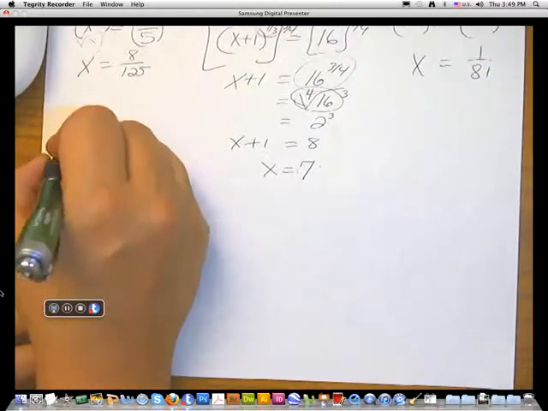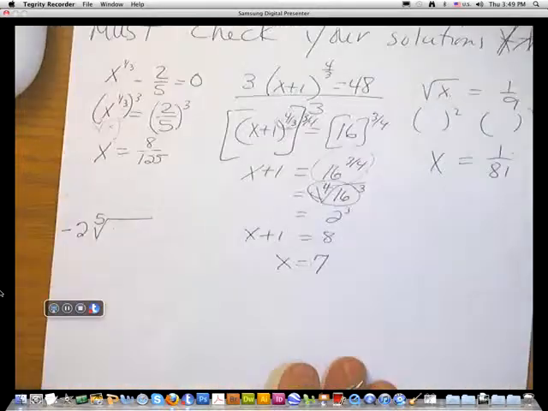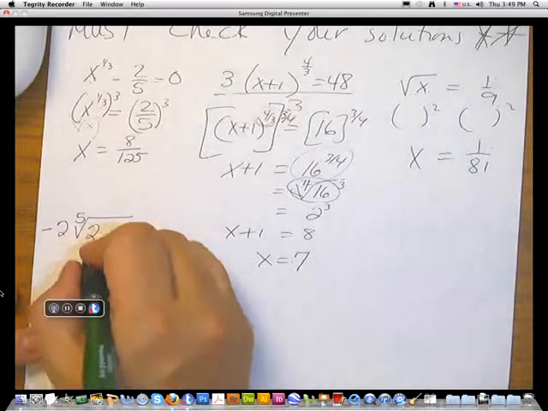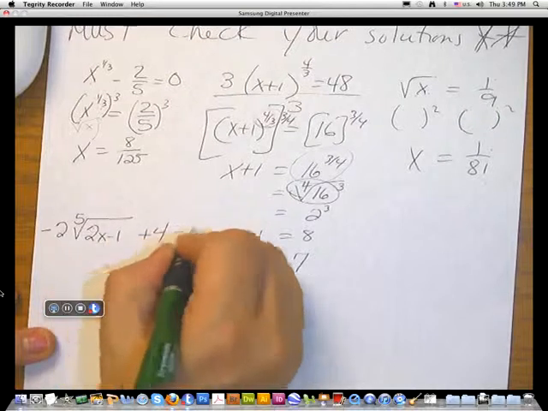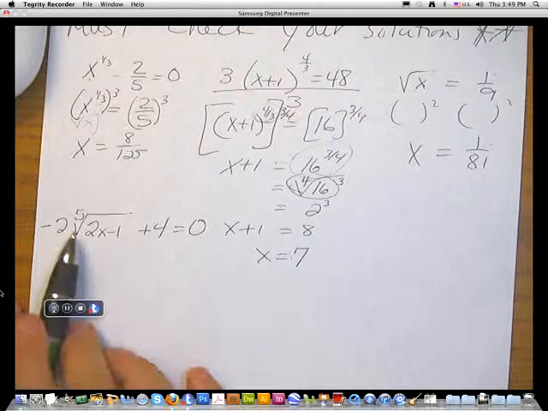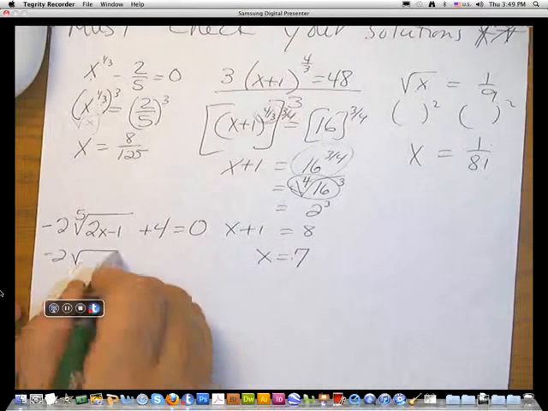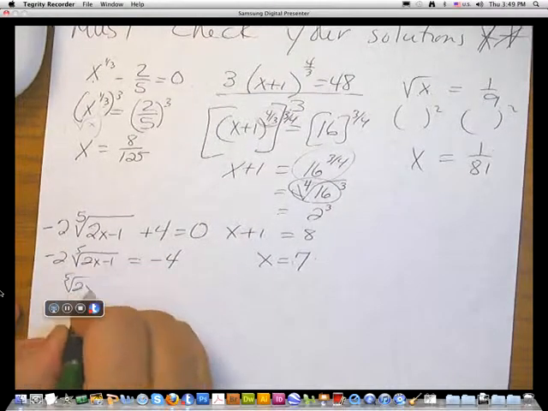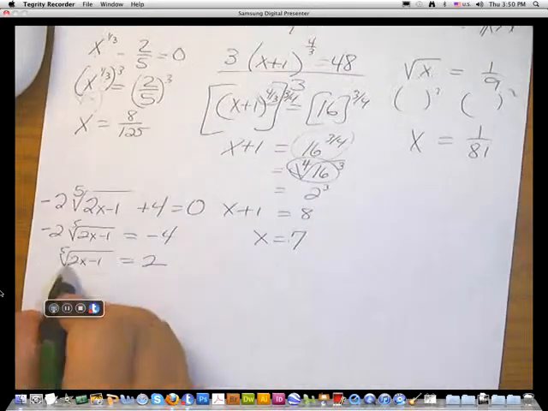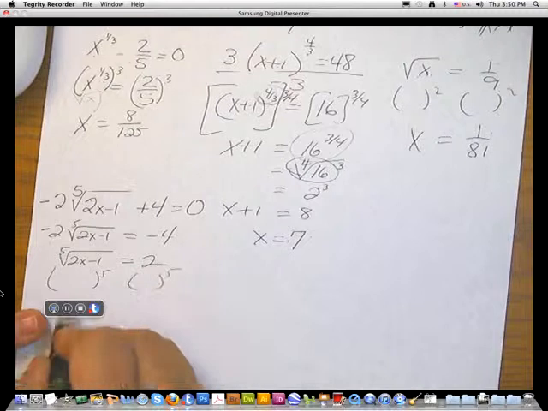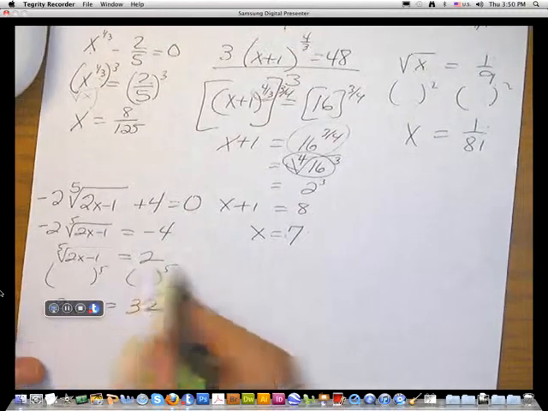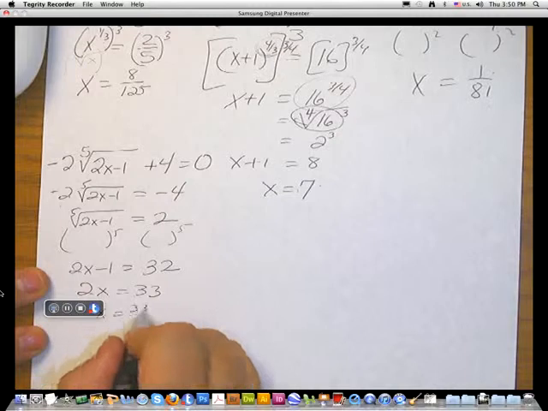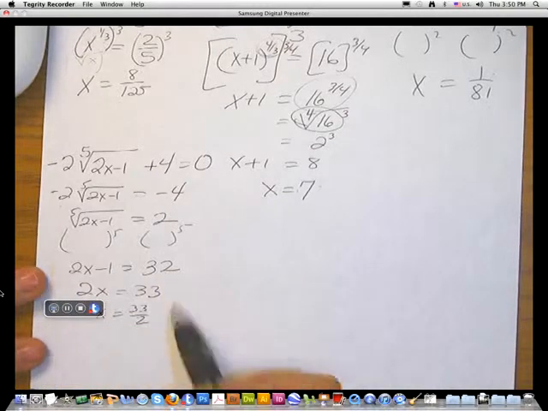Okay, so here we have more steps. -2 times the 5th root of (2x minus 1) plus 4 is 0. I want to isolate my radical. So I'm going to move the 4 over. I'm going to divide by the -2. And now the 5th root means I got to take the 5th power. 2 to the 5th is 32. Add it over, and we get 33/2. Put it back in and check it.